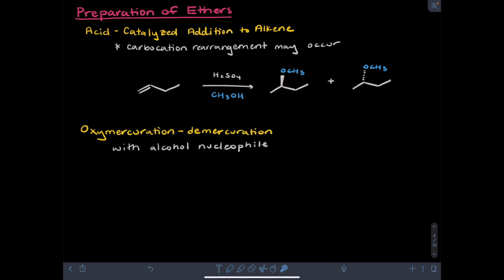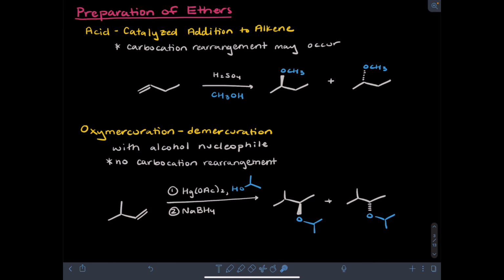Another method for preparing ethers from an alkene is oxymercuration demercuration, here as well using an alcohol as the nucleophile. This set of reagents is desirable if you do not want a carbocation rearrangement to occur. What this would look like is treating an alkene with two steps of reagents. First, mercury acetate in the presence of an alcohol, and in the second step, treatment with NaBH4, which removes the mercury. This is a Markovnikov addition of the alcohol minus its proton to the more substituted carbon of the alkene.